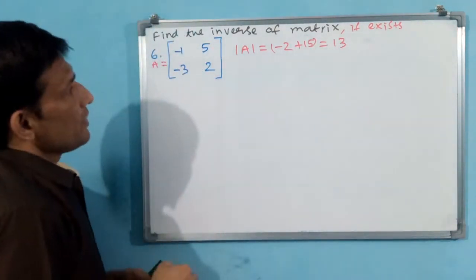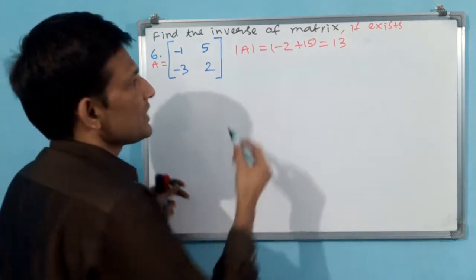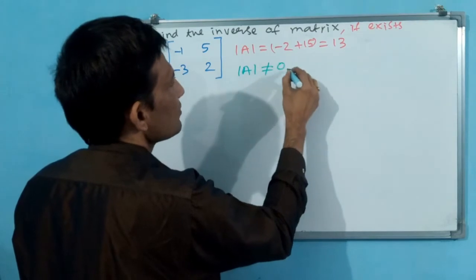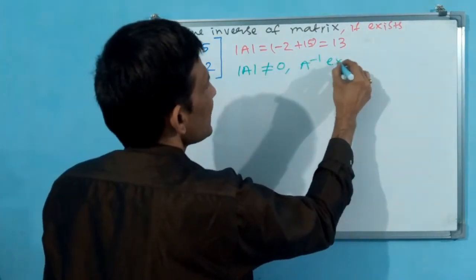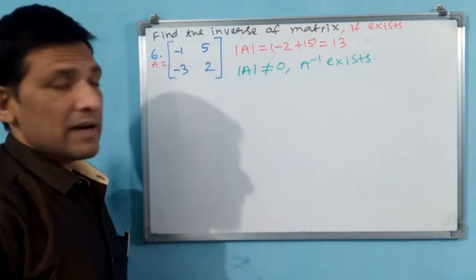Now you see, determinant A is not 0, then A inverse exists. You write down like this: determinant A is not equal to 0. Why? Because 13 has come, not 0. Then A inverse exists. You write it. Then you proceed for adjoint A.